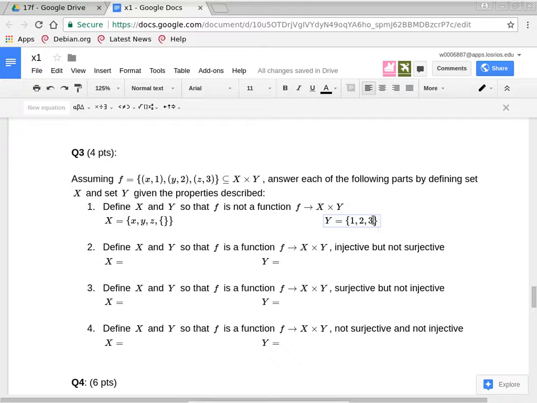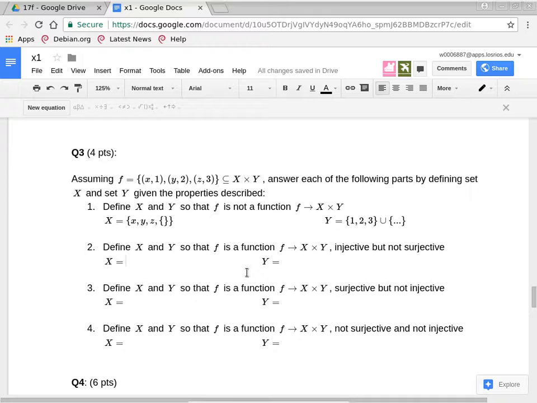Okay, second question. Define X and Y so that F is a function, but it is injective but not surjective. If you had 4 elements in Y as well, it would still not be a function, right? So Y can be, if you really want to, you can say union with some other set. Whatever it is, it's fine. But Y has to contain at least 1, 2, and 3.